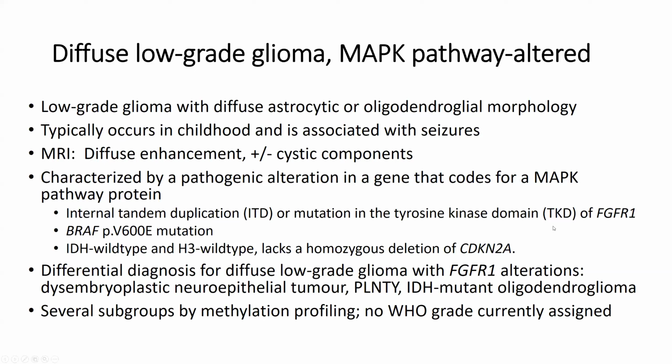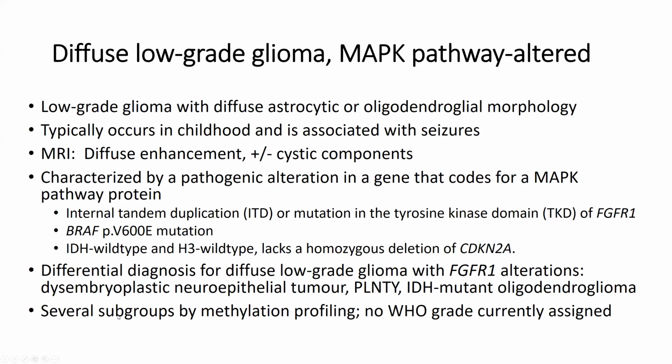So these can have alterations in FGFR1, BRAF, and other MAPK pathway molecules. It's important to make sure that these are IDH wild type and H3 wild type, because that would put them into a different category. And then the differential diagnosis is really any diffuse low-grade glioma that can have an FGFR1 alteration. So, for example, DNET, and even some IDH mutant oligodendrogliomas could also be considered here.